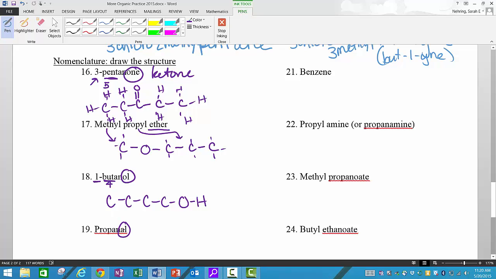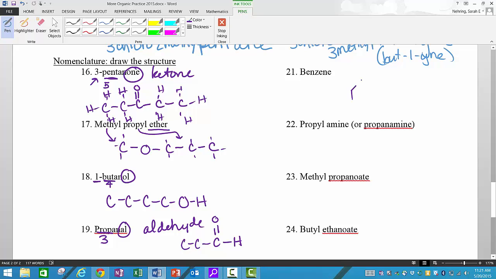Propanal, pay attention to the "al" versus the "ol". This is an aldehyde. Aldehyde looks like this. It's basically a ketone on an end carbon, so it looks like that. Prop means there's 3 carbons in there, so I'm going to do 1, 2, 3 carbons, and that gets my 3-carbon aldehyde.